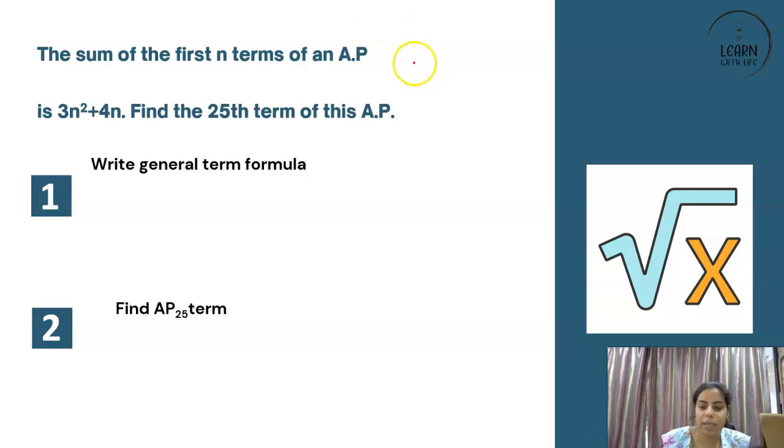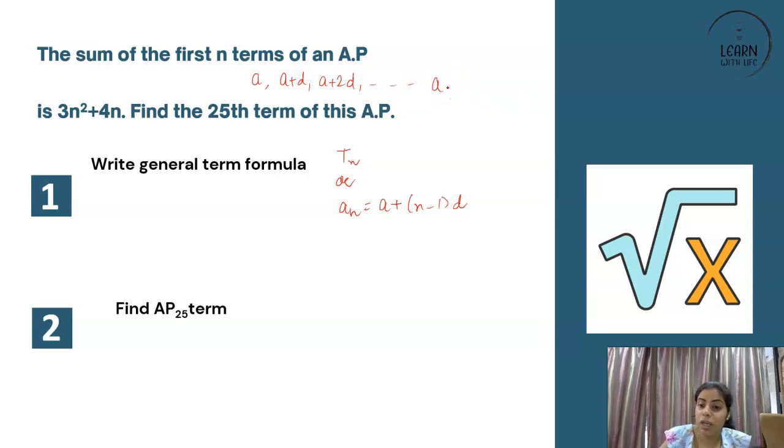So firstly, what is AP? AP is arithmetic progression. I know this much you already know. First, let's write the general formula that we usually use in order to find the nth term of the AP. It is written as Tn, or you can even write it as An is equal to a plus (n minus 1) into d.